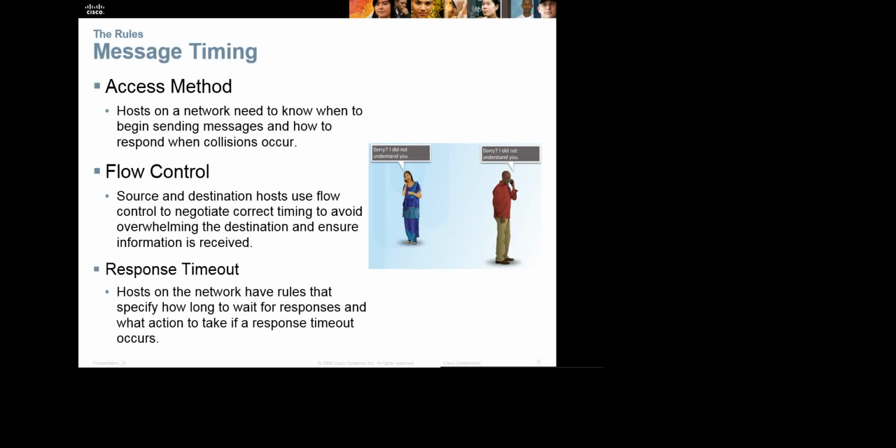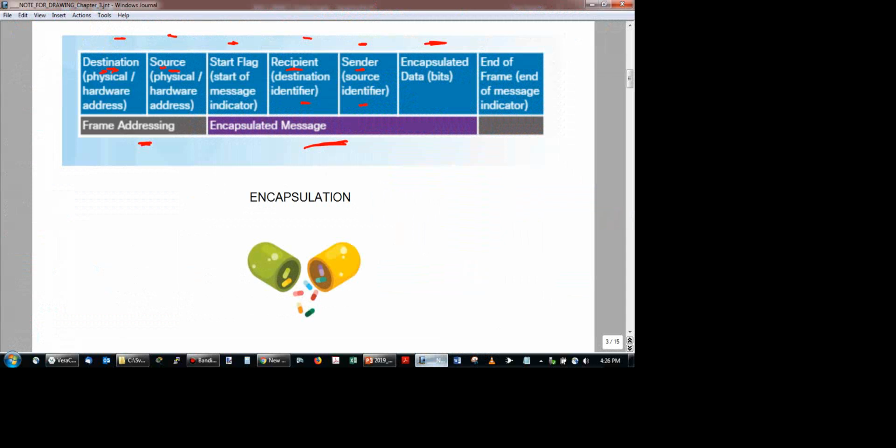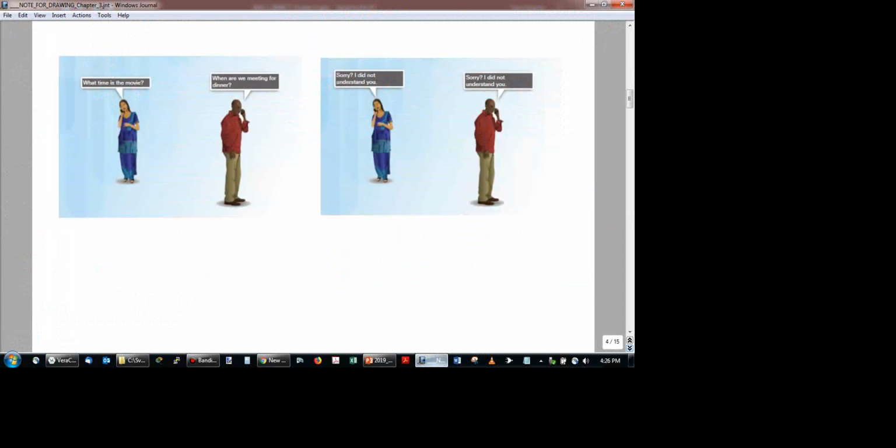So, in terms of the access method, hosts on a network need to know when to begin sending messages and how to respond when collisions occur. So there's a really nice example in the Netacad chapter for this. It's very simple. There are two people, and they both speak at the same time. One of them says, "What time is the movie?" and the other one says, "When are we meeting for dinner?" But they both speak at the same time. Have you ever done that on a telephone call? Yeah, what happens? The communication stops, and you both either have to back off or start again, and one of you will be more polite than the other one, and so on, right? And you negotiate the next communication.